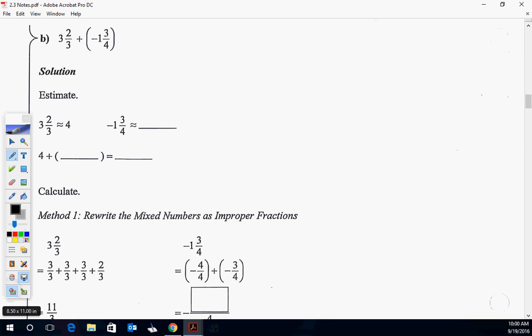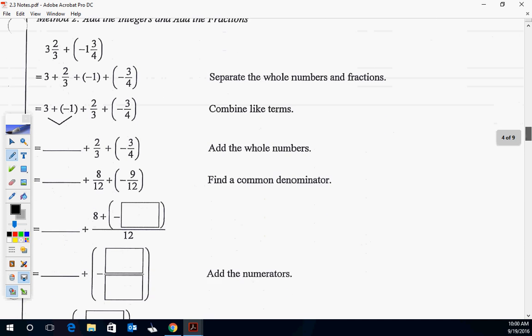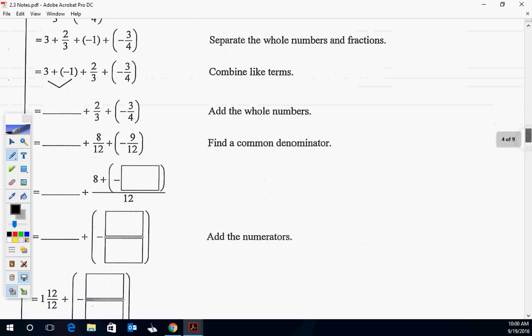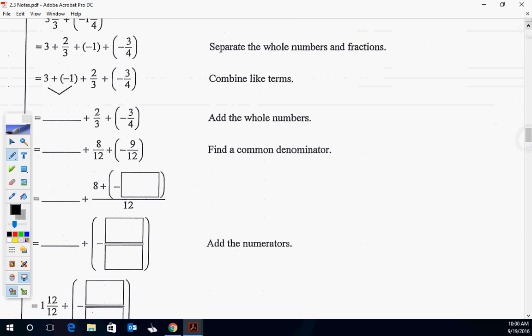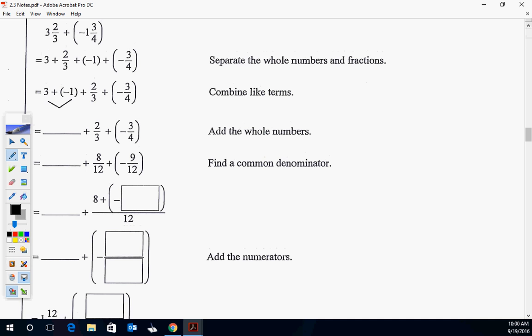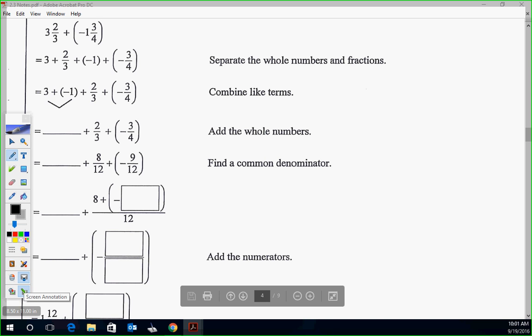Okay, let's go ahead and look at the next piece here. It's a little bit different way of looking at it. We'll just briefly go over it. I prefer the last piece we just did, but we'll go over this as well. What they do is break it into whole numbers and fractions. So you have 3 plus a -1, that's your whole numbers. And then you have 2/3 plus a -3/4.